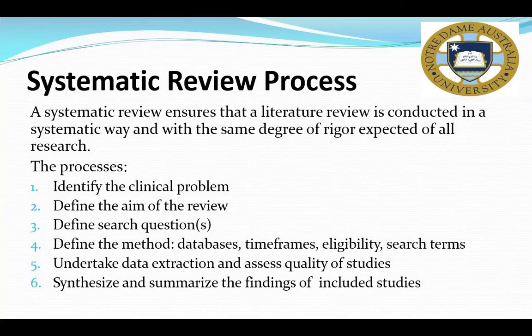And the 6 major processes, and the discussion already will allude to some of these things I'm going to talk about. So the first one was to identify the clinical problem, then to define the aim of the review, then to define the search questions, and we've already indicated that's really important, then to define the method, the databases, the timeframes, the eligibility, and the search terms. And then to undertake data extraction and assess the quality of studies, and then to synthesise and summarise the findings.